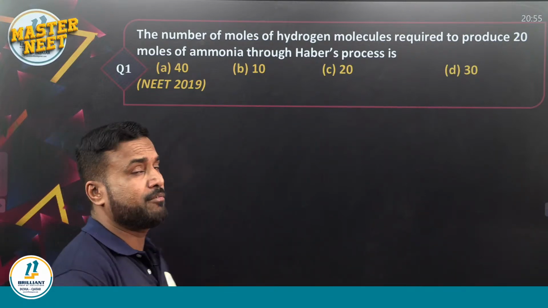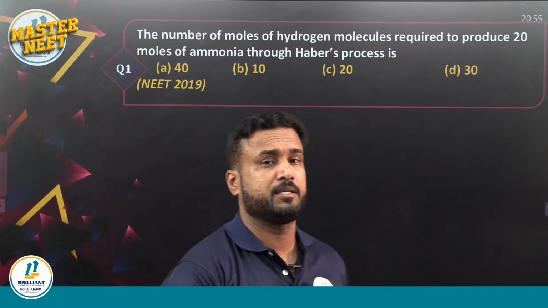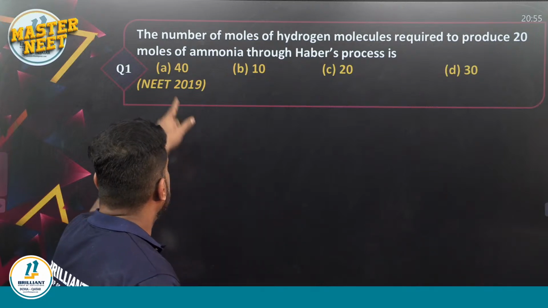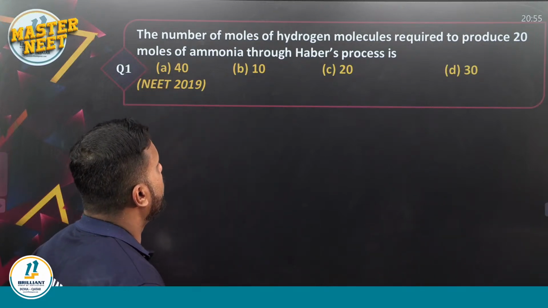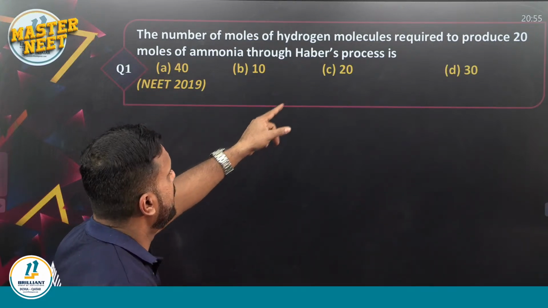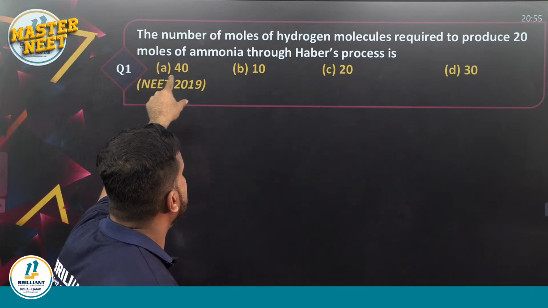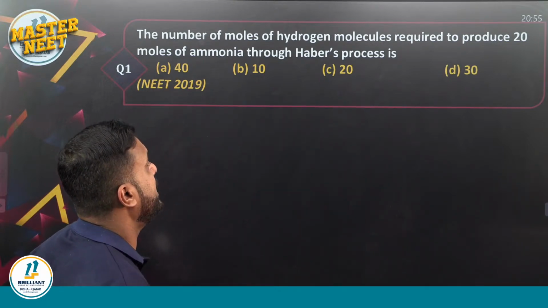Today we have questions from the basic concepts chapter. Those 10 questions we are going to solve. Question number 1: the number of moles of hydrogen molecules required to produce 20 moles of ammonia through Haber process.